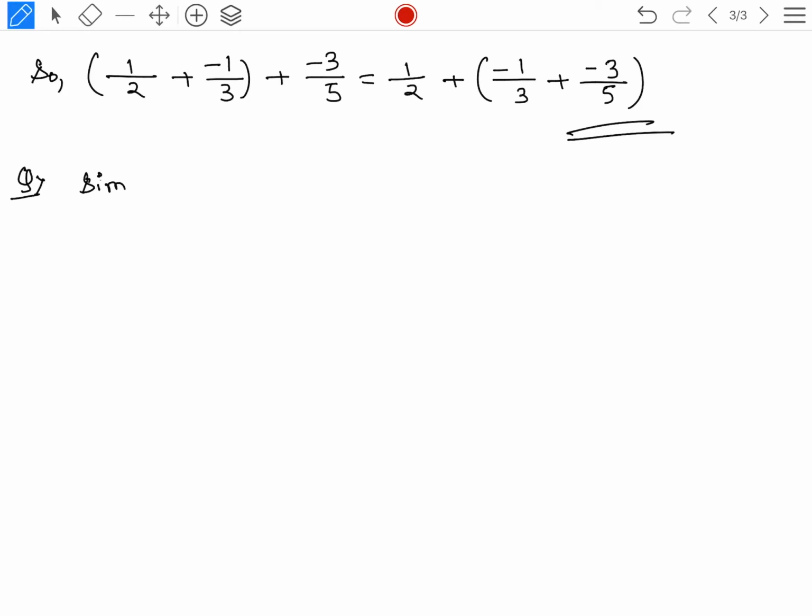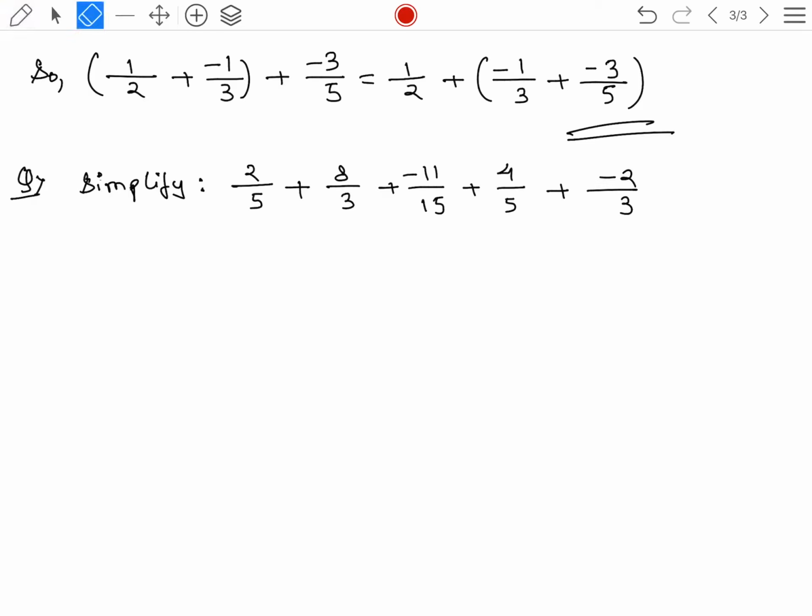Simplify 2 by 5 plus 8 by 3 plus minus 11 by 15 plus 4 by 5 plus minus 2 by 3.